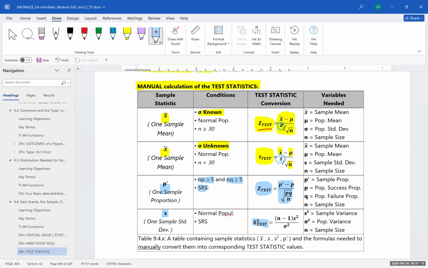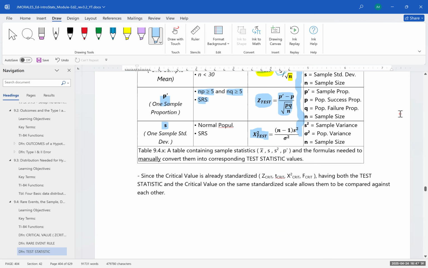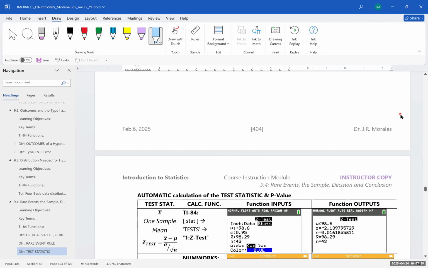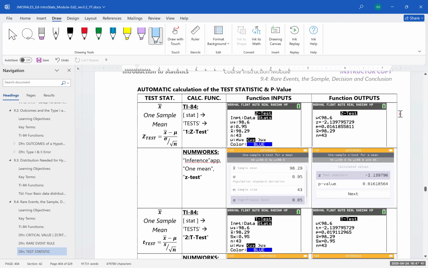So, in this table, I'm showing how you would manually calculate each of these test statistics using these expressions on the right-hand side of the equation. And I have done that in the past. But what I've gravitated to is using your calculator to calculate those values instead.